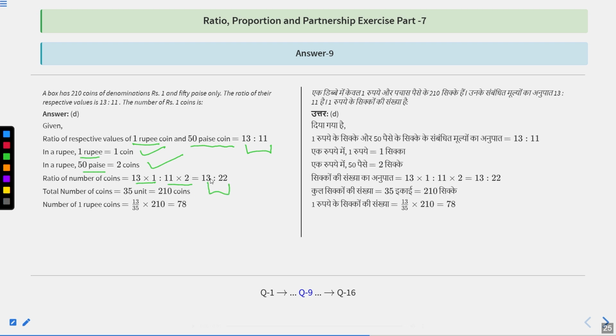So the total number of coins, when we add up, we get 35 units. It is given that the total number of coins in the question is 210. So 35 units is equal to 210. So what will be the number of 1 rupee coins, which is 13. So 13 upon 35 multiplied by 210, which is 78. D is the correct answer.